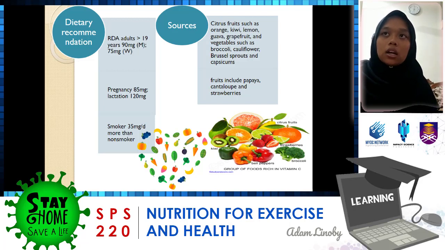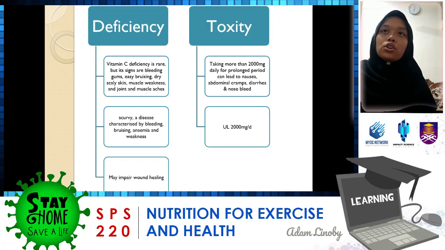Fruits include papaya, cantaloupe and strawberries. Strawberries can give vitamin C too. So deficiency of vitamin C is rare, but its signs are bleeding gums, easy bruising, dry, scaly skin, muscle weakness, and joint and muscle ache. Next is scurvy, a disease characterized by bleeding, bruising, anemia, and weakness.